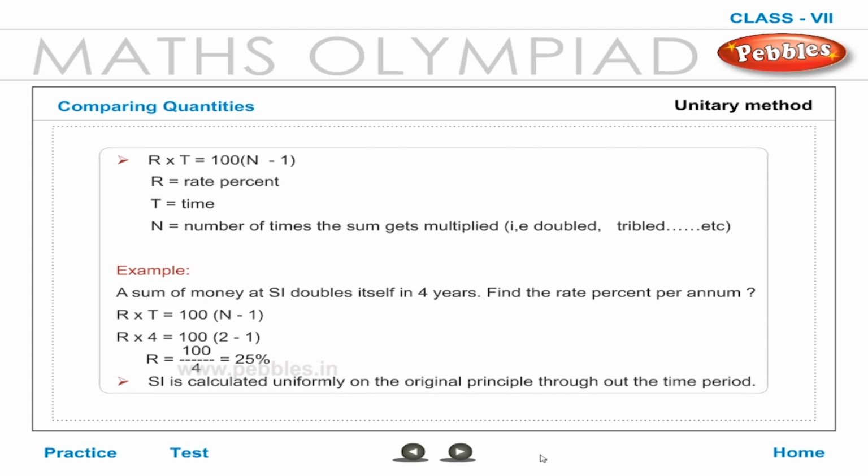R into T is equal to 100 into (N minus 1). R is equal to rate percent, T is equal to time, N is equal to number of times the sum gets multiplied, that is doubled, tripled, etc.